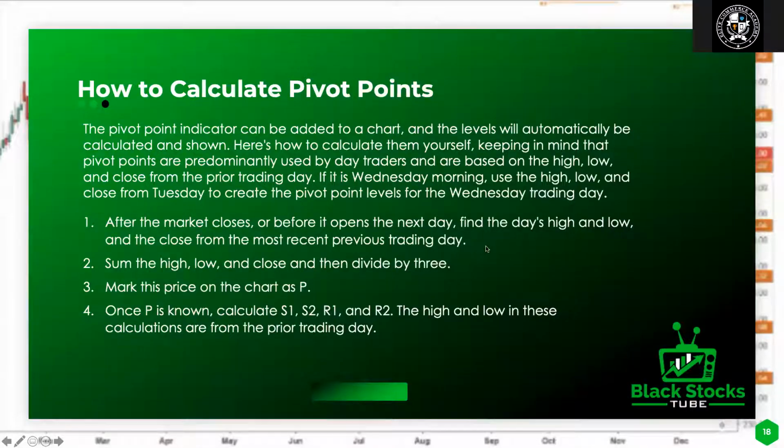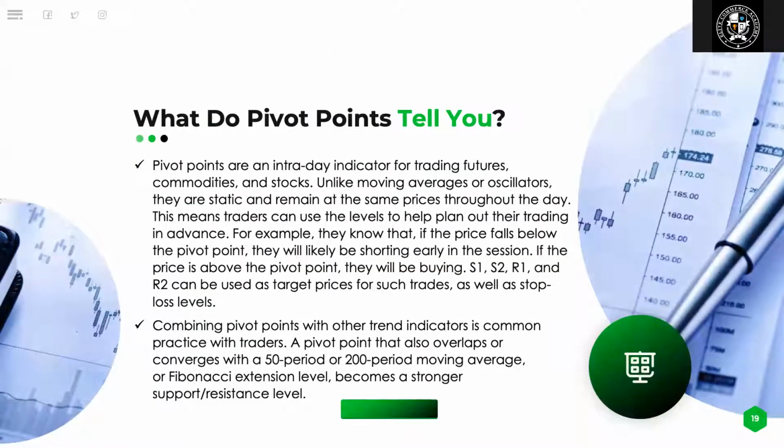All right. The pivot point indicator can be added to a chart, which is what we just saw, and it will automatically be calculated and shown. All right. What do the pivot points tell you?